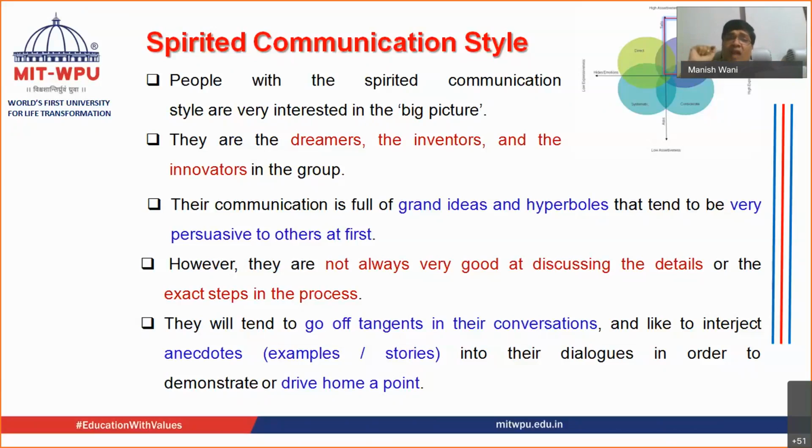Right? And these types of communicators are known as spirited communicators. They are known as dreamers, inventors, and innovators. Okay. They have great ideas. And their speech is always in hyperboles. You know the figure of speech, hyperbole. So they are always into hyperboles and they have great ideas. And they sound very persuasive at first. You know, you think whatever they are saying is very, very right.